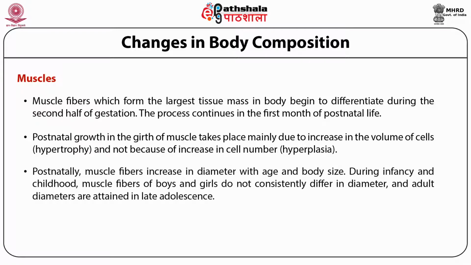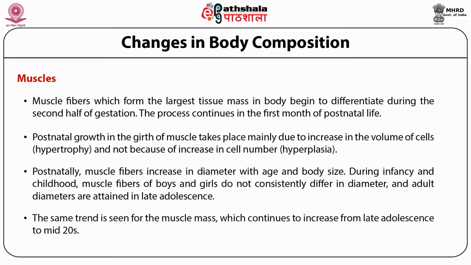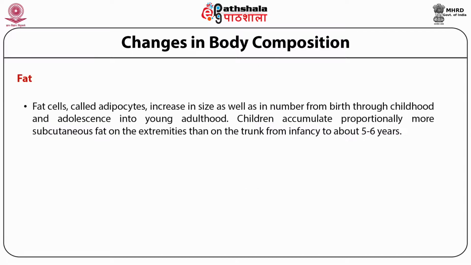Postnatally, muscle fibers increase in diameter with age and body size. During infancy and childhood, muscle fibers of boys and girls do not consistently differ in diameter, and adult diameters are attained in late adolescence. The same trend is seen for the muscle mass, which continues to increase from late adolescence to the mid-20s. Fat. Fat cells, also called adipocytes, increase in size as well as in number from birth through childhood and adolescence into young adulthood.